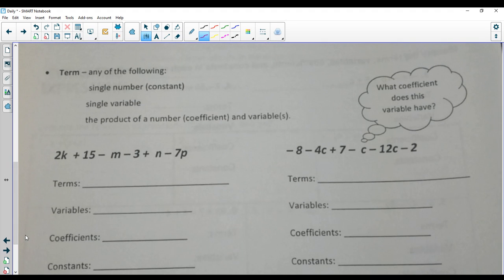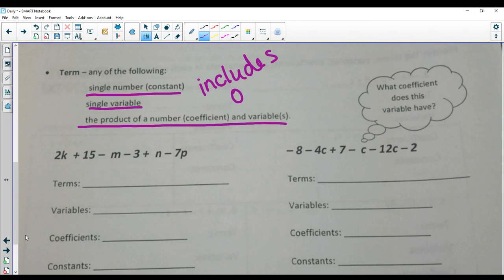Next we have what's called terms. So basically it's the chunks of the expression or the equation, that includes the operation signs. So it's either a single number, a constant, or just a variable, or it's the product of a number and a variable, so the coefficient and the variable. But it includes the operation sign. So we need to say includes operation sign.